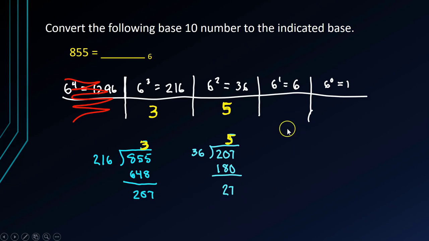Now I'm going to move that over here and divide it by 6. I do that, I get 4 with a remainder of 3. And so the 4 is going to end up here. The 3 is going to end up over here, because there's nothing more to divide at this point. There's no other lower power of 6. So at this point, the number is 3543.